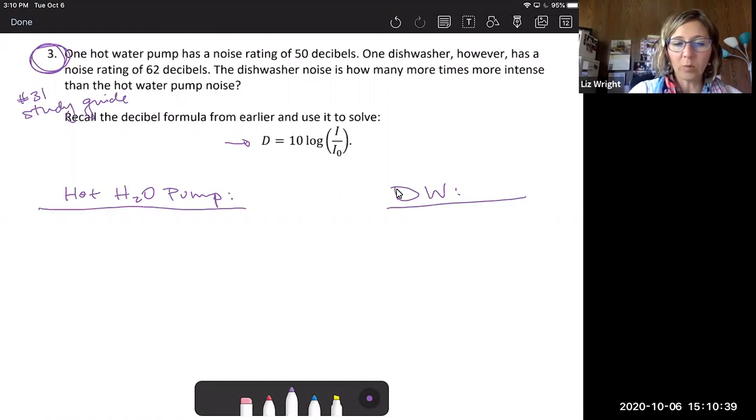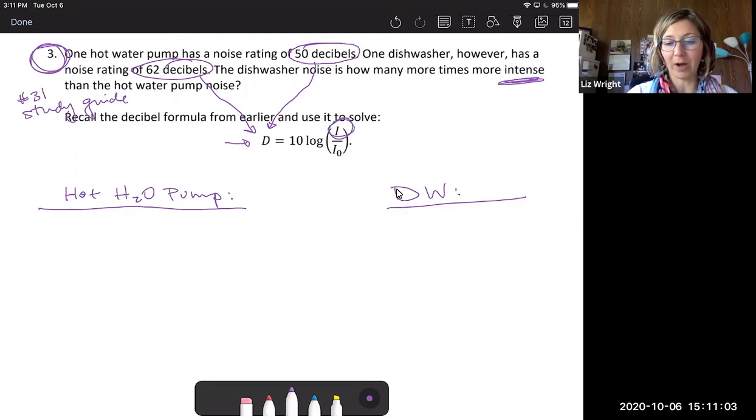It says the hot water pump has a noise rating of 50 decibels. Where's that going to go in? That goes in for D. And it says one dishwasher, however, has a noise rating of 62 decibels. That's also going to go in for D. Then it says the dishwasher noise is how many times more intense than the hot water pump noise. So this time we are looking for I in this example.